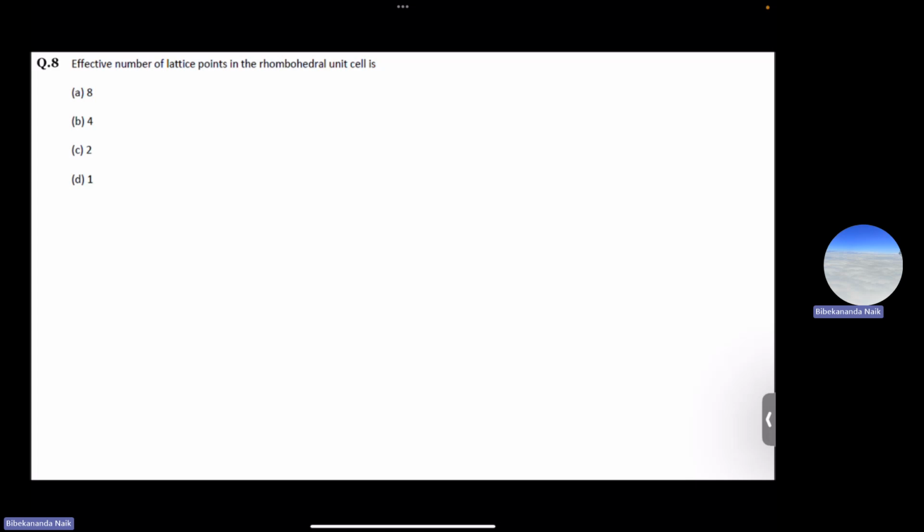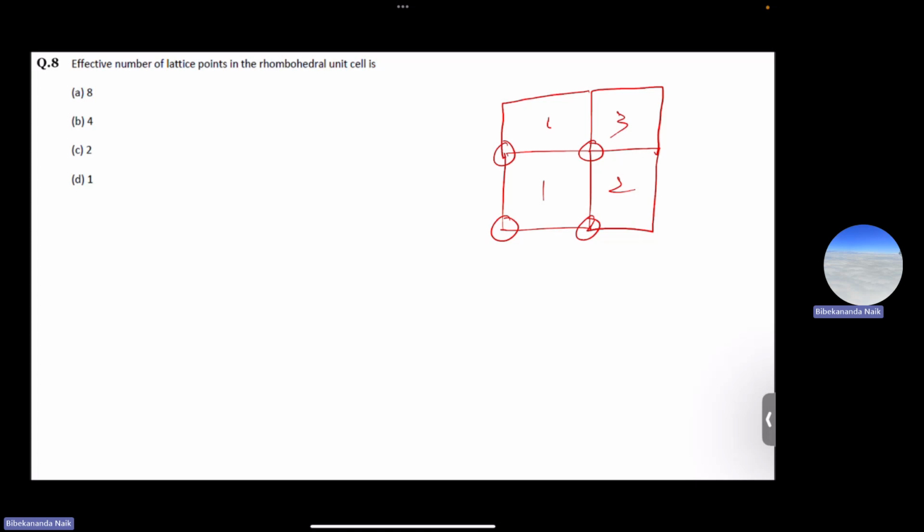So in case of a rhombohedral unit cell, at each corner point we have an atom. If you talk in terms of two dimensions, suppose I draw a simple square lattice. We have atoms at each corner. Now this atom is shared by another three lattices, or in order to enclose this atom, we need four lattices. So this is one, this is two, this is three, this is four. So this particular atom is contributing to four lattice structures.